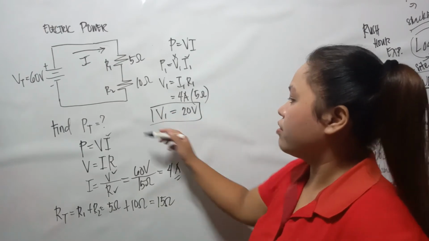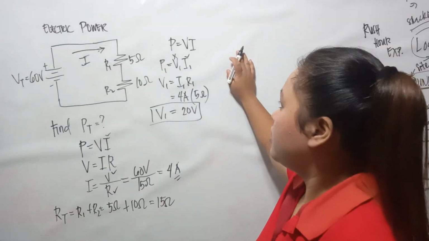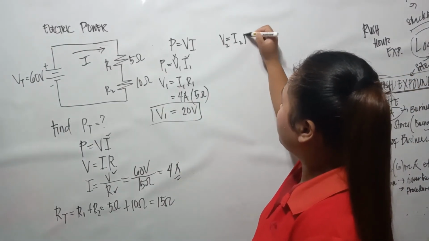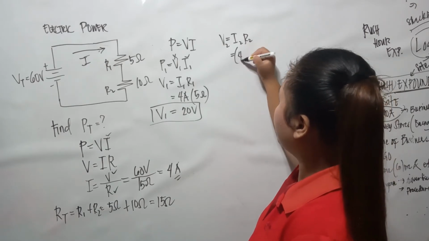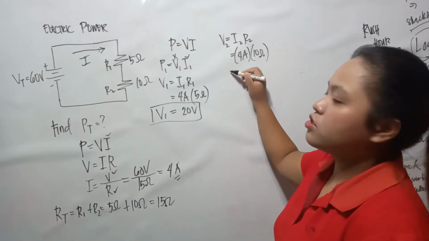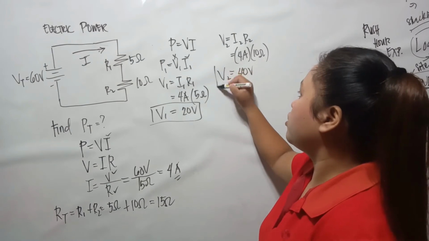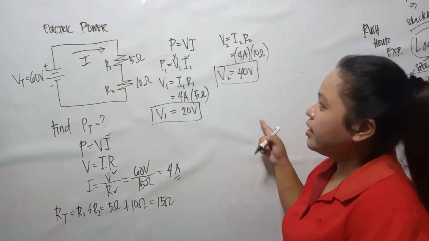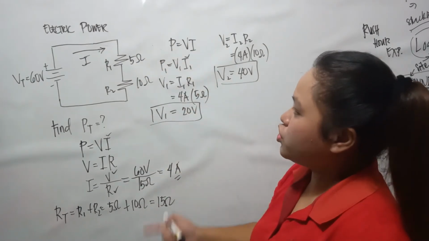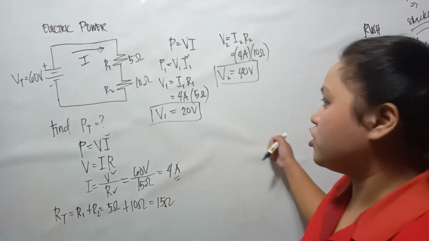So we have the voltage for resistor 1, and we also get the voltage 2. We have 4 amperes multiplied by resistor 2, which is 10 ohms, so we get 40 volts. V2 is equal to 40 volts. Now we already have the current and the voltage drop for each resistance, so we can now solve for the power dissipated in each resistor.